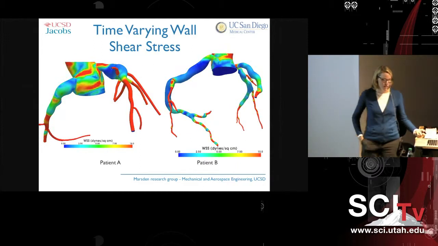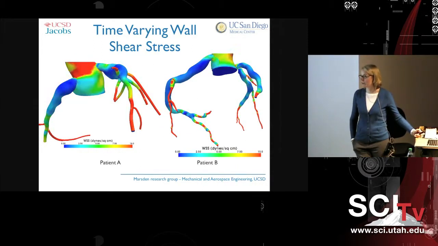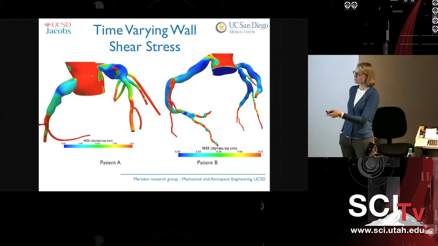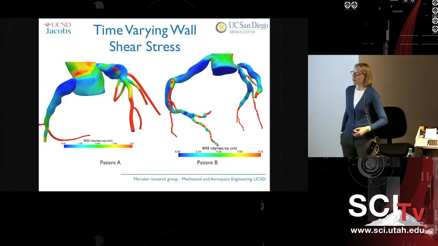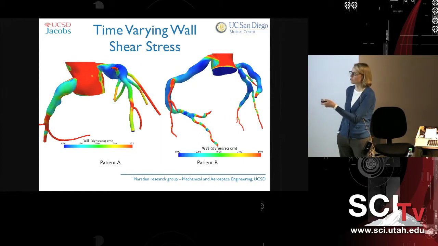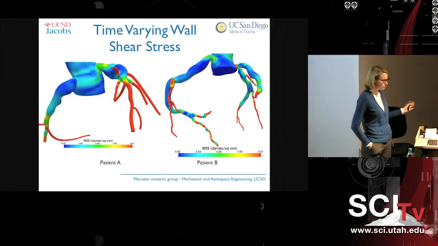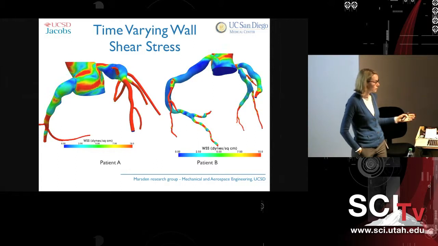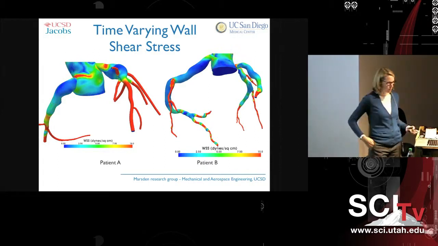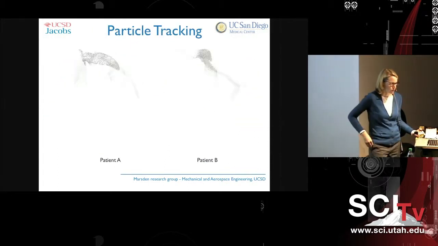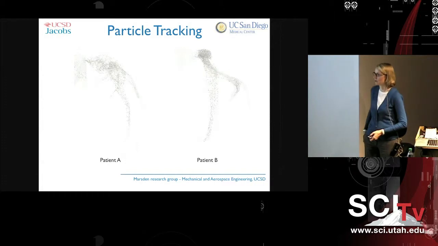This is a movie of the wall shear stress as it's varying with time. And the main thing that you should notice from this movie is that patient A has low shear stress, but then the shear stress is higher through part of the cardiac cycle, indicating that there's some washout of the aneurysm, whereas patient B has low shear stress that just persists through the entire cardiac cycle. And so just based on this, we would tend to think that patient B had a higher risk of thrombosis, but our goal is to ultimately correlate these with clinical outcomes.